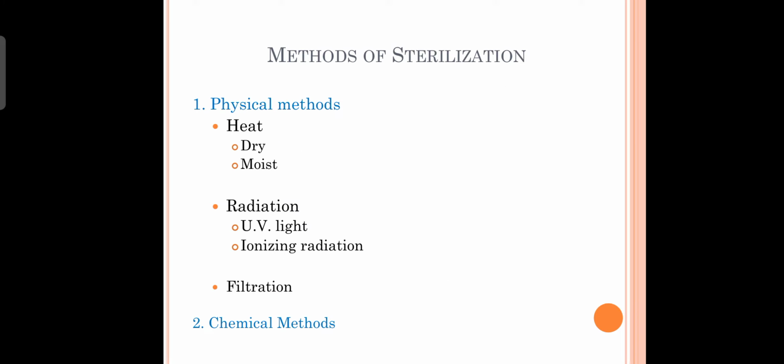Next, we are going to study the methods of sterilization. There are mainly two methods: one is physical methods, one is chemical methods. Under physical methods, we have heat, radiation, and filtration. Heat is categorized into two more types: one is dry heat, one is moist heat. Radiation also has two types: one is UV light, that is ultraviolet light, and the other is ionizing radiation. And the next one is filtration, and then the chemical method.